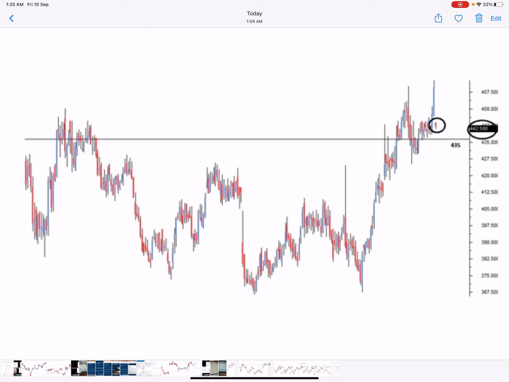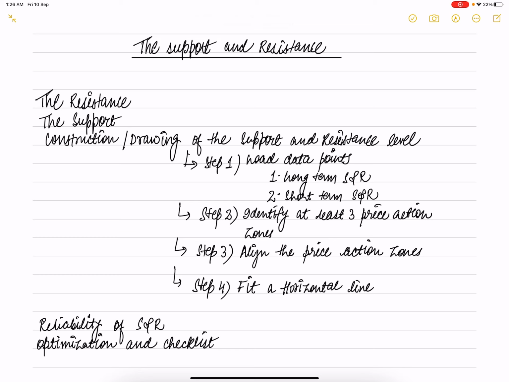Step 2 is to identify at least 3 price action zones. A price action zone can be described as a sticky point on a chart where the price has displayed at least one of these behaviors: hesitated to move up further after a brief up move, hesitated to move down further after a brief down move, or sharp reversals at a particular price point.